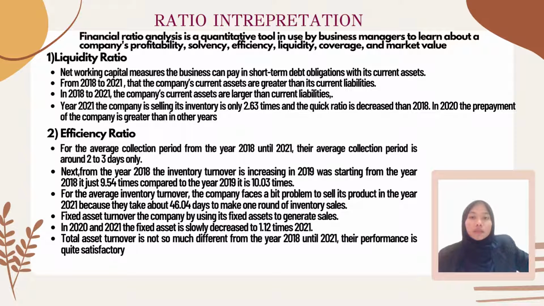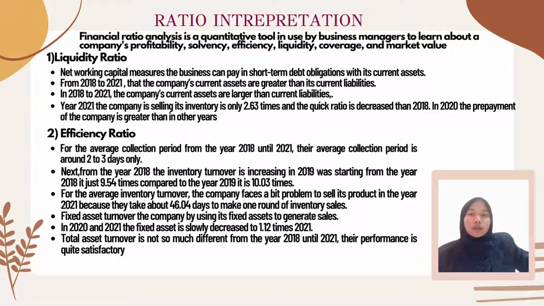Next, the inventory turnover increased in 2019. In 2018 it was just 9.54 times compared to 10.03 times in 2019. For the average inventory turnover, the company faced a big problem selling its product in the year 2020 because they take about 46.04 days to make one round of inventory sale.